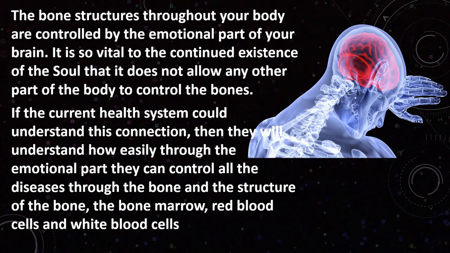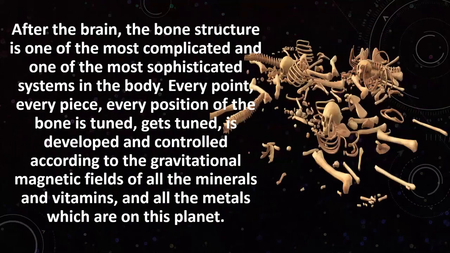Now, if the current health system could reevaluate the role of the bones, they will see that through the bone structure, the body creates our bone marrow, which ultimately creates our blood and the T cells and B cells, which are vital for the immune system and total health of the body. And this bone structure is controlled by the emotional part of the brain. So we need to look at how important our emotional state of health is and how that is affecting certain illnesses and diseases that the body ultimately produces.